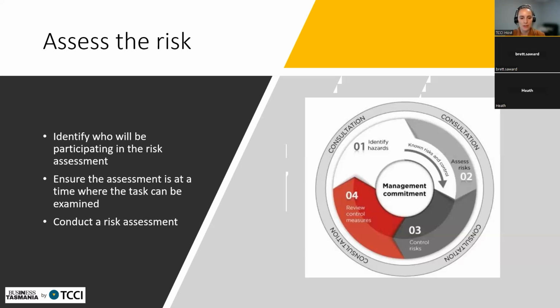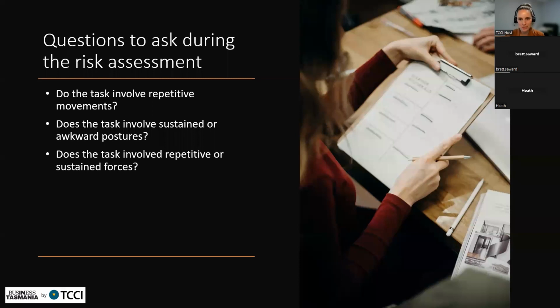So you would understand that you would need to have it on paper to do your risk assessment. Questions to ask during the risk assessment. So these are the three that constantly come up in the codes of practice. Does the task involve repetitive movements? Does the task involve sustained or awkward postures? Does the task involve repetitive or sustained forces? And again, we just explained those in the last 3 slides of examples of what those could be.